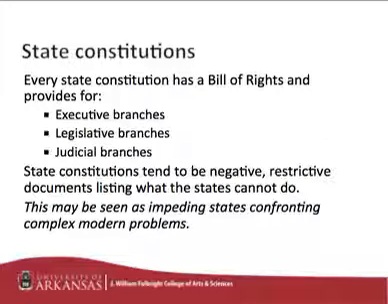Now, with each of the states, there's a constitution that's built to a certain extent on the federal constitution, although one might argue that the federal constitution was built upon the original 13 colonies. Now, every state constitution has a Bill of Rights, and it provides for executive, legislative, and judicial branches. However, state constitutions tend to be negative, and they restrict what the states can do. Indeed, because they are restrictive documents, they may be seen as impeding states that are confronting complex modern problems that do not consider that these issues go across state boundaries.